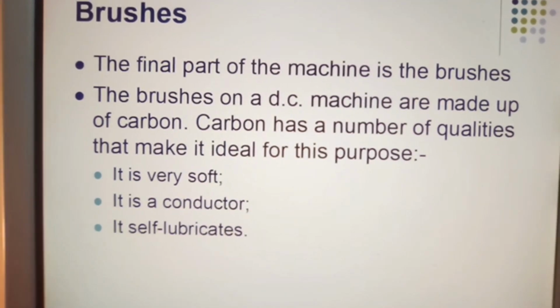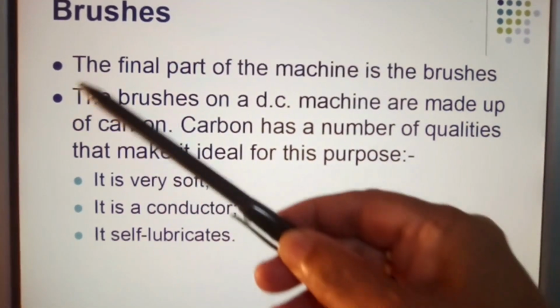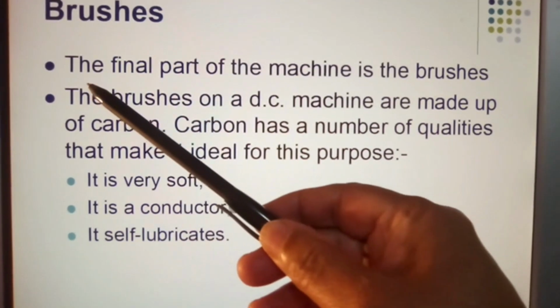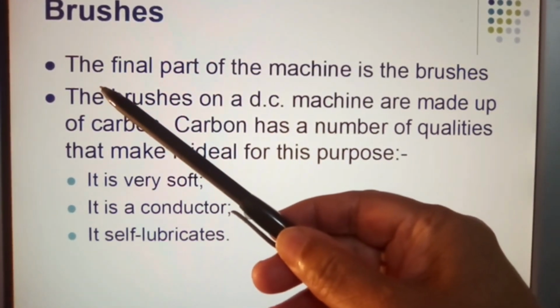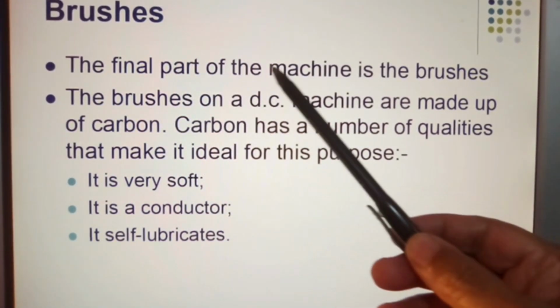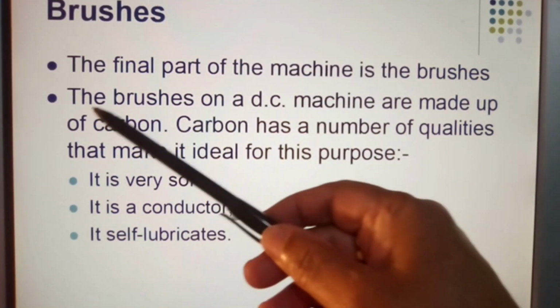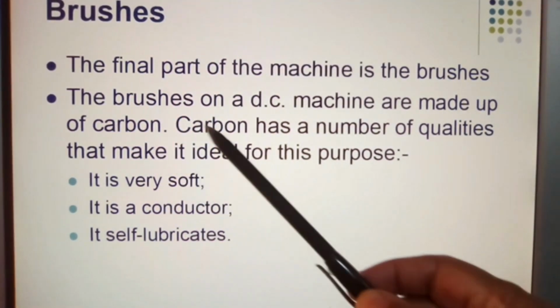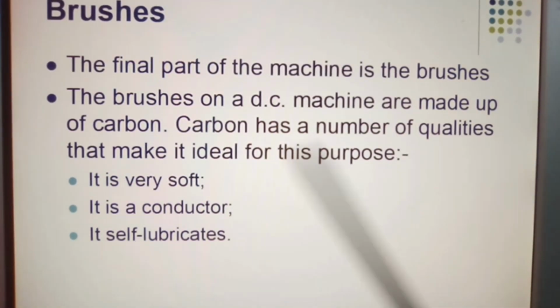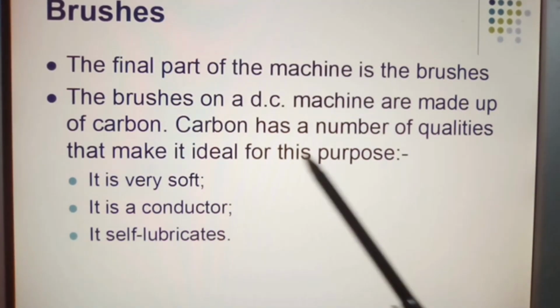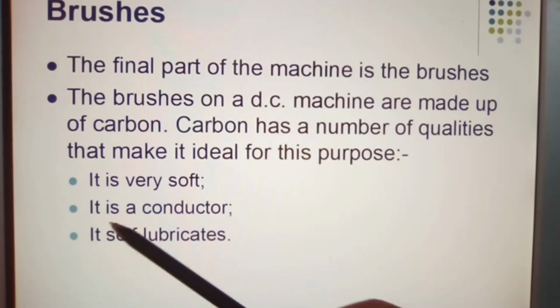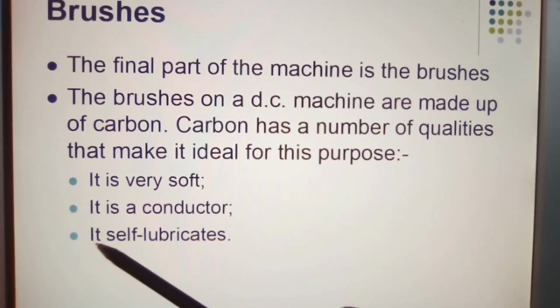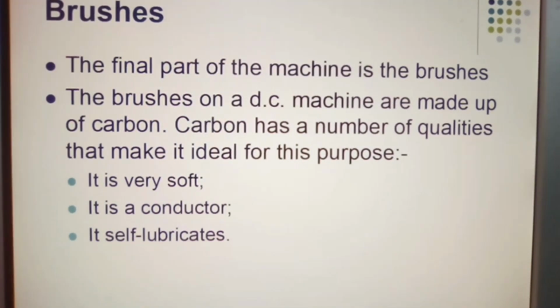Now brushes. Just let me make sure that it is in view. The final part of the machine is the brushes. The brushes on a DC machine are made of carbon. Carbon has a number of qualities that make it ideal for this purpose. It is very soft, it is a conductor, and it self-lubricates.